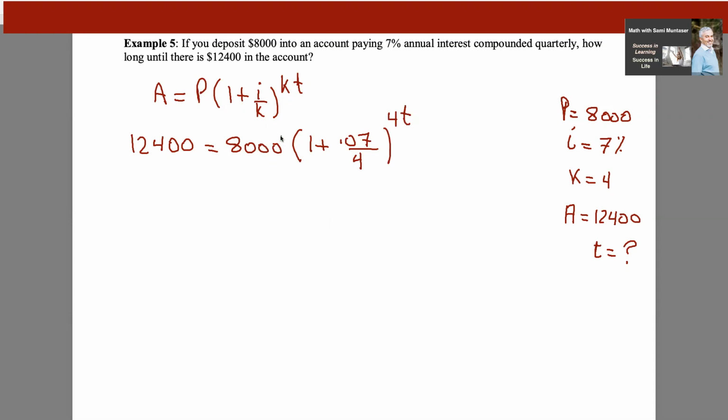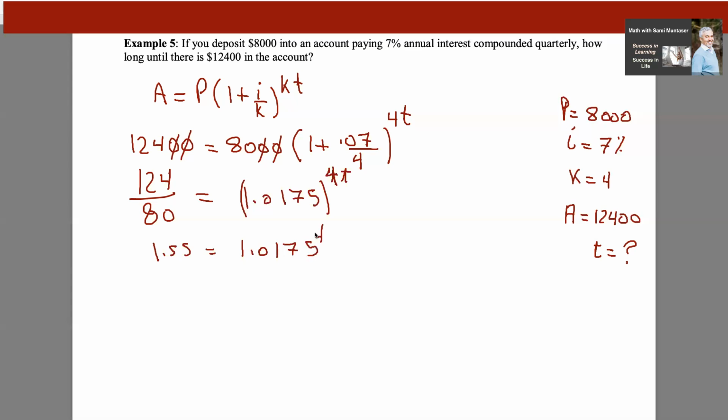So I think the first thing right now is to divide 12,400 by 8,000. So the zeros here will cancel. So 124 over 80 equals 1 plus 0.07 divided by 4, which is 1.0175 to the power of 4t. Now 124 divided by 80 equals 1.55. So 1.55 equals 1.0175 to the power of 4t.